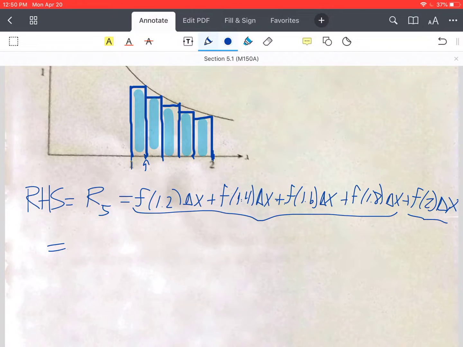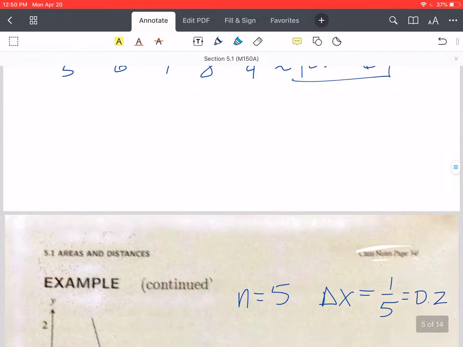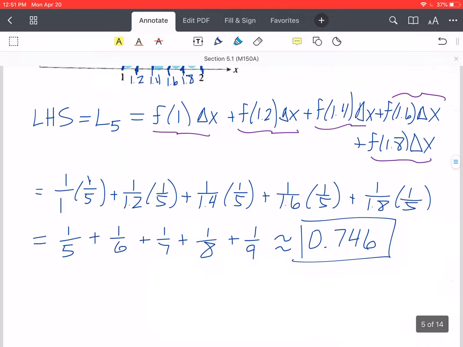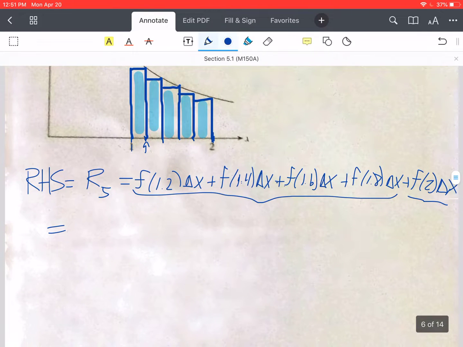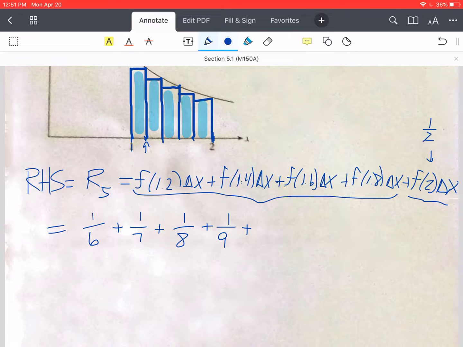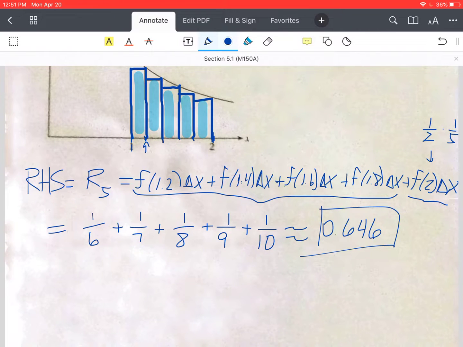So these were 1/6, 1/7, 1/8, and 1/9. So 1/6 plus 1/7 plus 1/8 plus 1/9 plus f of 2, which is 1/2. Then this is times 1/5, which is delta x, so that's plus 1/10. It kind of goes along with that pattern there. And this is approximately 0.646. So we get this for our right-hand sum.